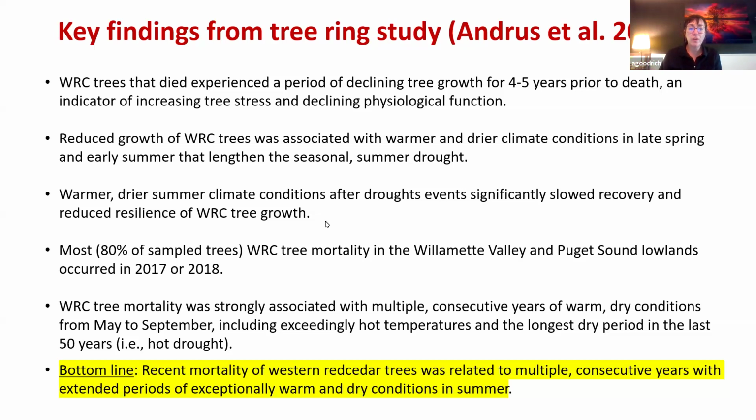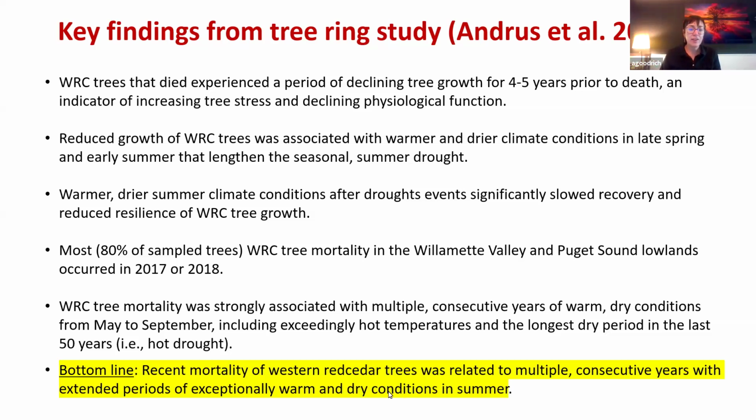The warmer, drier summer climate conditions after drought events significantly slowed recovery and reduced resilience of Western red cedar tree growth. And I think that's one of the most important findings from this study, is that these trees had experienced droughts in the past. It's just that they had cooler, wetter conditions after the drought where they could recover in their growth. So they had some time to recover. Whereas if we look at these drought events in the past 10 years, they're not having those cool, wet conditions, time to recover after they've been set back by a drought.